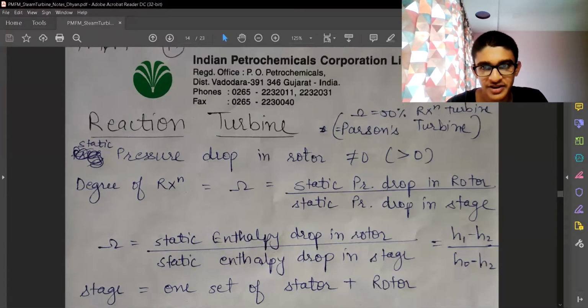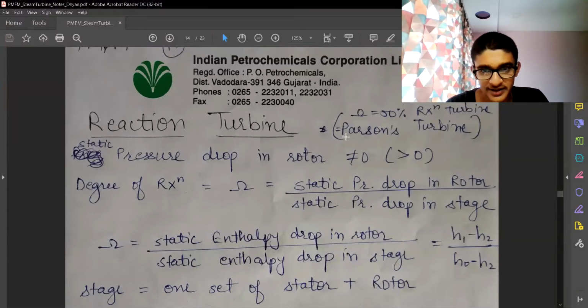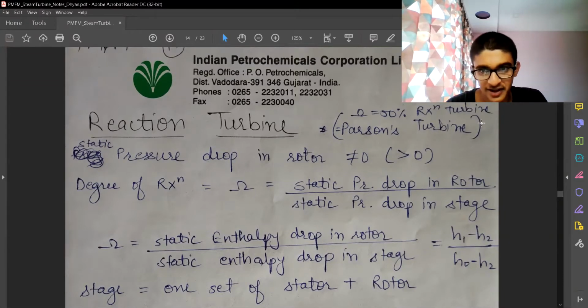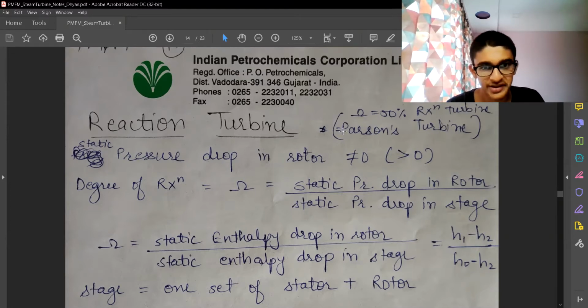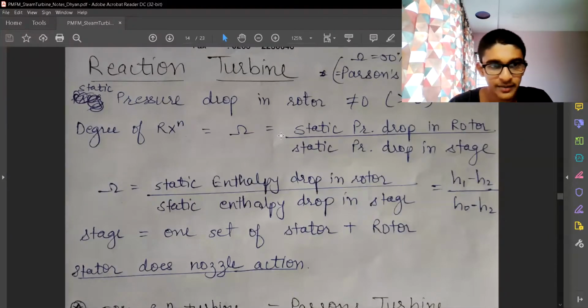One important thing you must remember is we have Parsons turbine which are said as 50% reaction turbine. So when we have a degree of reaction exactly equal to 50%, they are called as Parsons turbine. They will not be explicitly mentioning that the degree of reaction is equal to 50% or half. They'll be just mentioning that it is a Parsons turbine. So you must recall at that time.